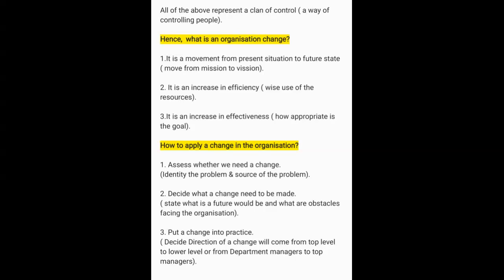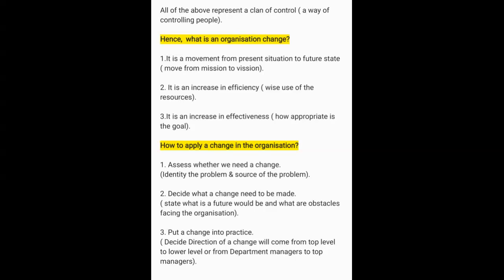We have same behavior. We have same way of thinking. Okay, to smile with each other, to work with each other. So we work according to one way of thinking.